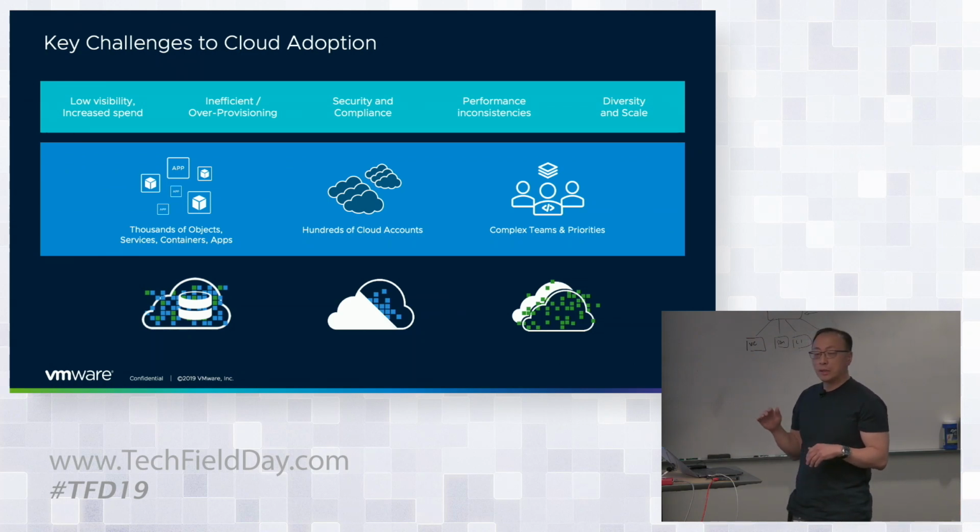And then at the higher level, what are the key challenges in terms of visibility, right, into the increased spending that you're going to see as you go towards hybrid cloud? What about the efficiency or over-provisioning of the cloud infrastructure? You see that happening quite a bit. How about a common consistent governance layer and security layer? Performance inconsistencies and the diversity and scale of the workloads that you're looking to migrate into the public cloud and hybrid clouds.